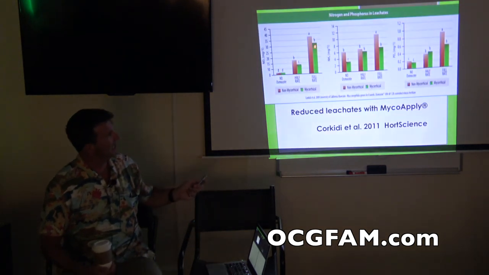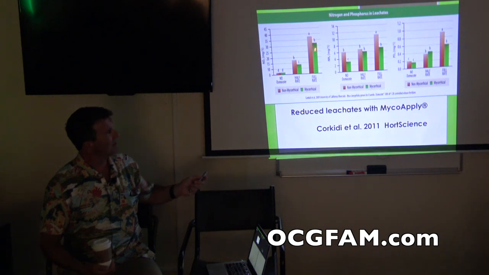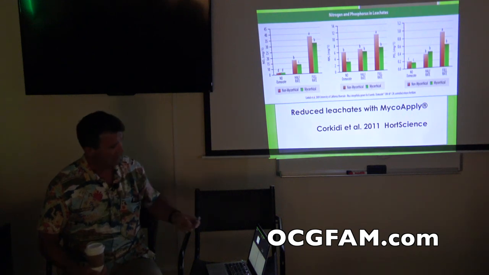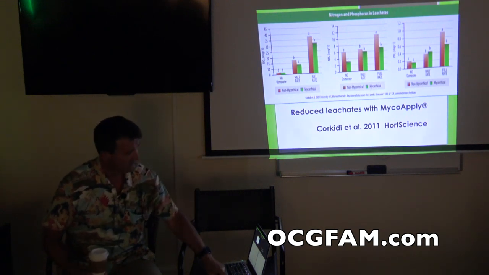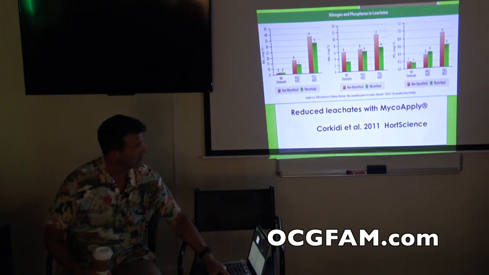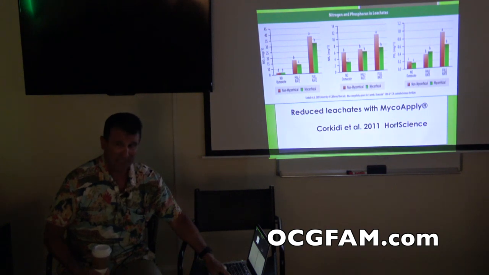But anyway, this is some data on our product. And here's the full rate. The green areas are with mycorrhiza, and the red areas are without mycorrhiza. This is the full rate of fertilizer. But we reduced the amount of nutrient loss out of the bottom of the pots by about 20 to 40%. That was published in 2011. So we're not going to eliminate all leaching from nurseries and containerized production, but 20 to 40% with one application of one product is a pretty good start.